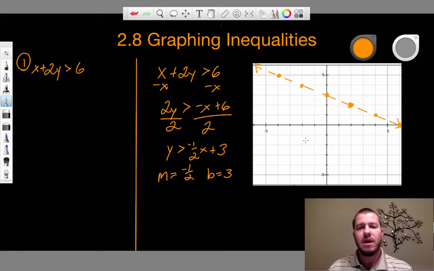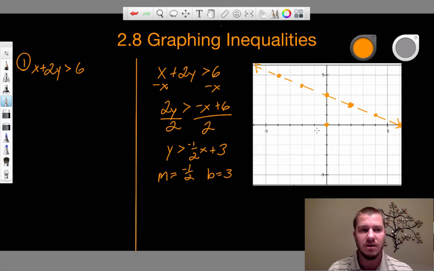And from here, I need to figure out which side to shade. So you basically need to find the solution set. Is all of this the solution set, or all of this the solution set? Well, I'm going to show you a shortcut in a second. The way you're supposed to do it is to pick a point and plug it in. You can pick any point you want.